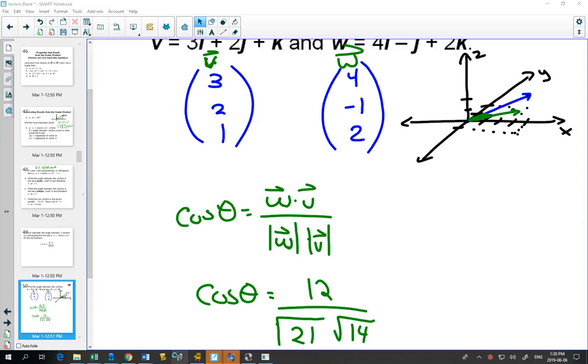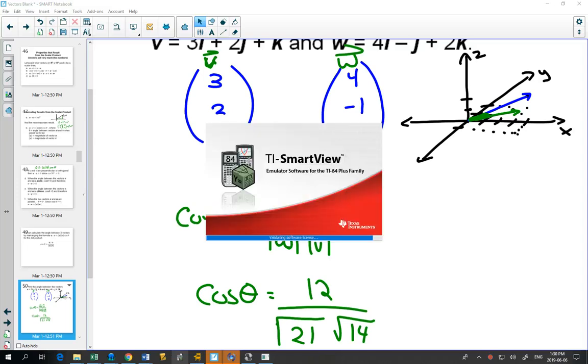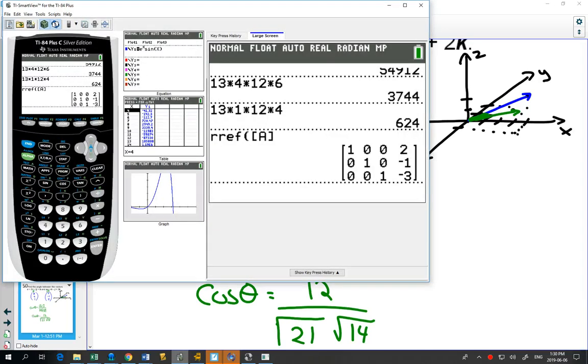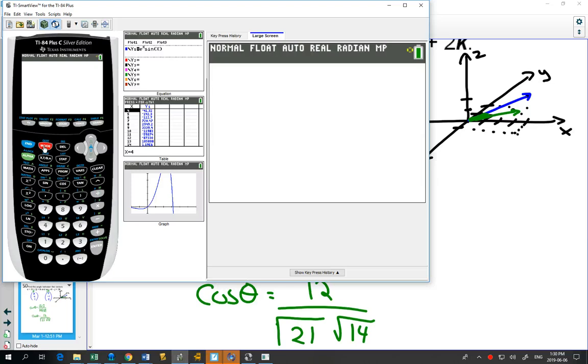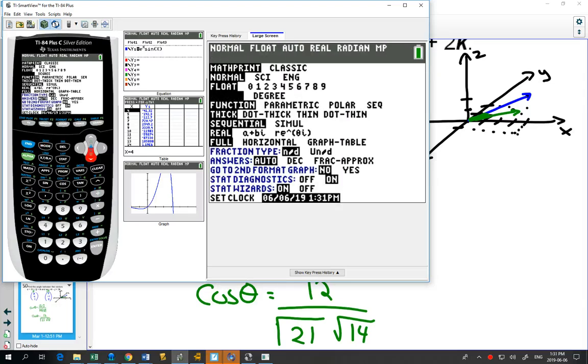First of all, we notice that the 12 is positive. So the angle between them should be between 0 and 90 degrees, which makes sense because if we look at the picture in 3 dimensions and try to imagine it, it kind of looks like it's between 0 and 90 degrees. I'm going to turn my calculator into degrees. You could also answer this in radians.